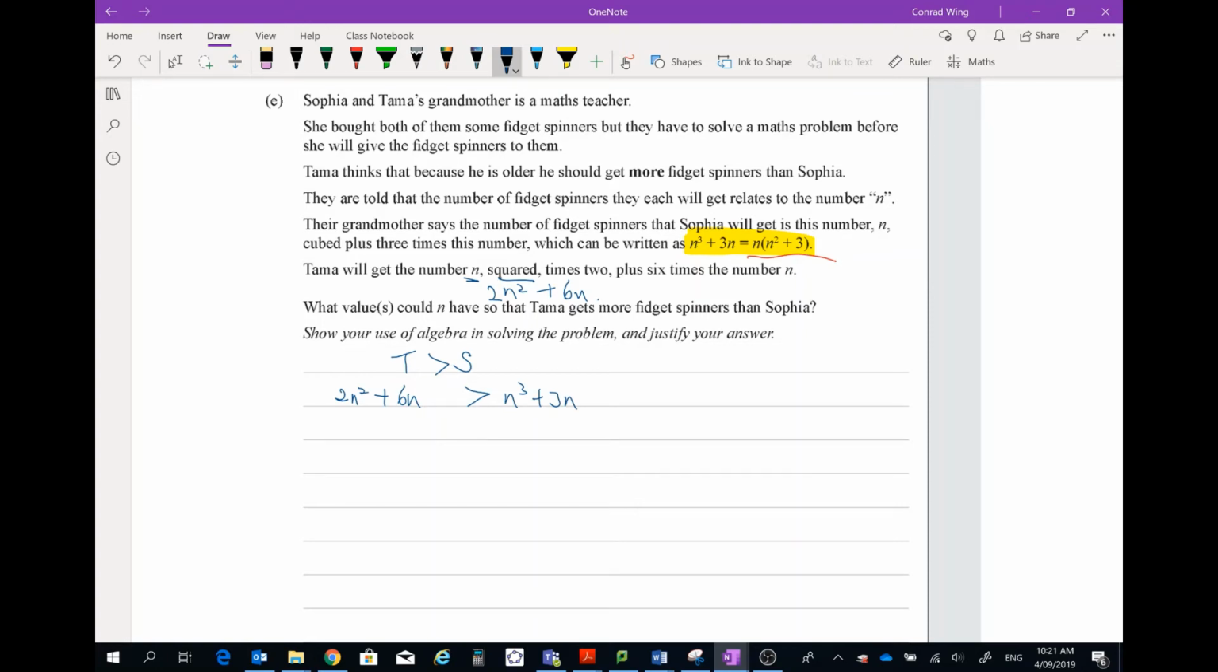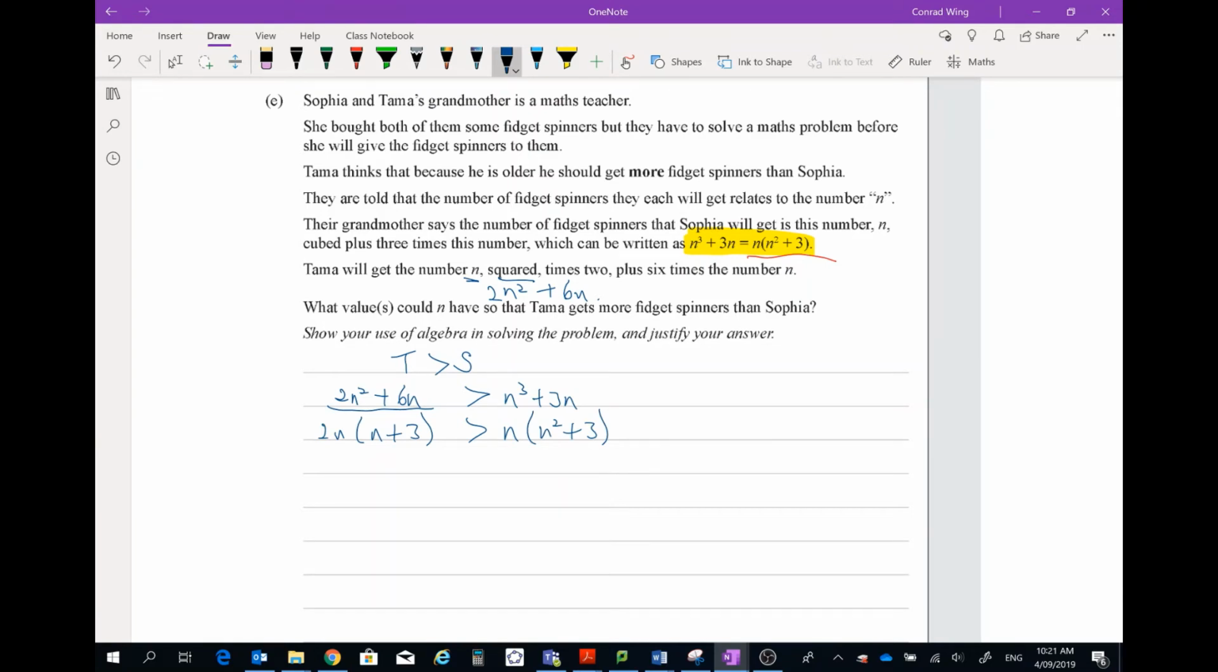No, but you talked about it just now. How can you write the expression for Tama? How can you rewrite it? 2n bracket n plus 3. Very good. 2n bracket n plus 3 close bracket. This is greater than, this is n times n squared plus 3. Yeah?